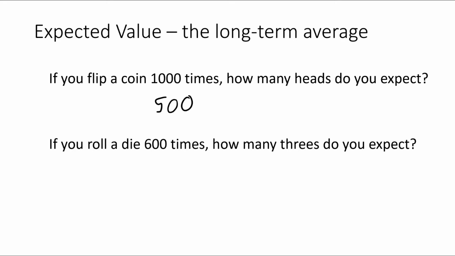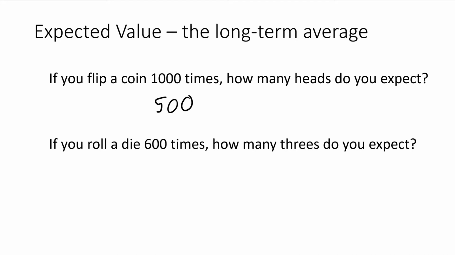Now, if we were to have flipped the coin just one time, we wouldn't really know what to expect. It could be heads, it could be tails. There's really no good way to guess. But if we do it a bunch of times, then we can make a guess. So in this case, we would expect or guess that we would get 500 heads out of 1,000 flips of a coin. Now, chances are it won't be exactly 500. It could be 499 or 501, but chances are it's going to be pretty close to that.